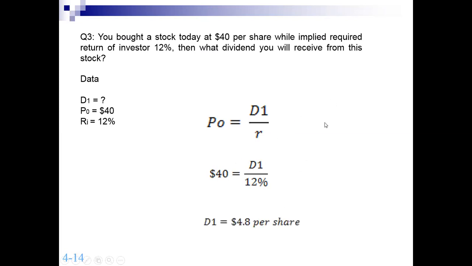It is coming to 4.8. I'm confident enough that you know that if 12% is given, 12% will not be written like this on your calculator. 12% means you will write 0.12 on your calculator and multiply that 0.12 by 40. So it will give you the answer of 4.8 per share. It means that this company should pay a dividend of 4.8 at the end of the year.